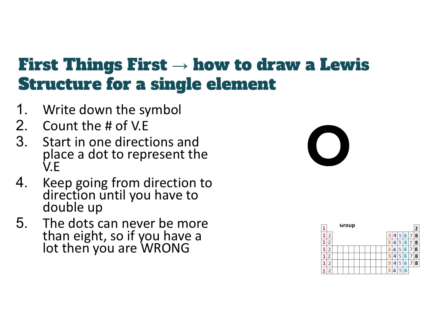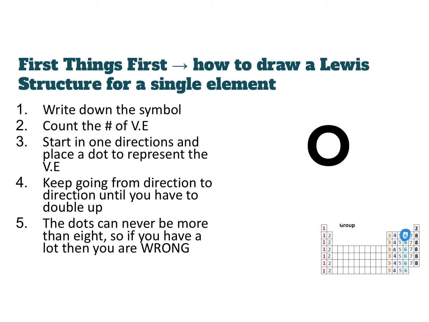So first things first, you need to know how to draw a Lewis structure for a single element. Now this is a really basic explanation. These are also called electron dot diagrams if you heard it that way. I'm just used to calling it Lewis structure from the old school. The very first thing that you do is write down the symbol. Our example over here on the right hand side is oxygen. The symbol for oxygen is O. The next step is to count the number of valence electrons.